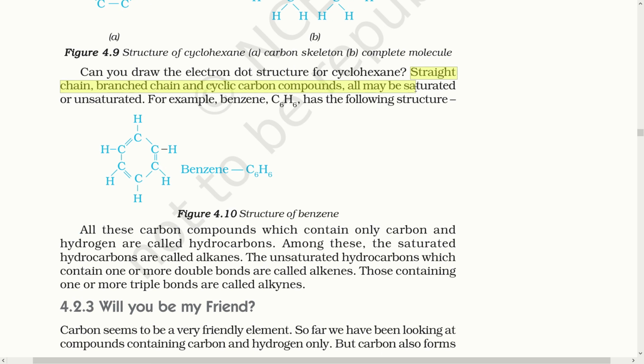Straight chain, branched chain and cyclic carbon compounds may all be saturated or unsaturated. For example, benzene, C6H6, has the following structure. Here in benzene you can see 6 carbons, and at alternate places you can see a double bond between carbons, while the other carbons are connected to each other sharing only one electron. All these carbon compounds which contain only carbon and hydrogen are called hydrocarbons. Among these, saturated hydrocarbons are called alkanes. Unsaturated hydrocarbons which contain one or more double bonds are called alkenes. Those containing one or more triple bonds are called alkynes.